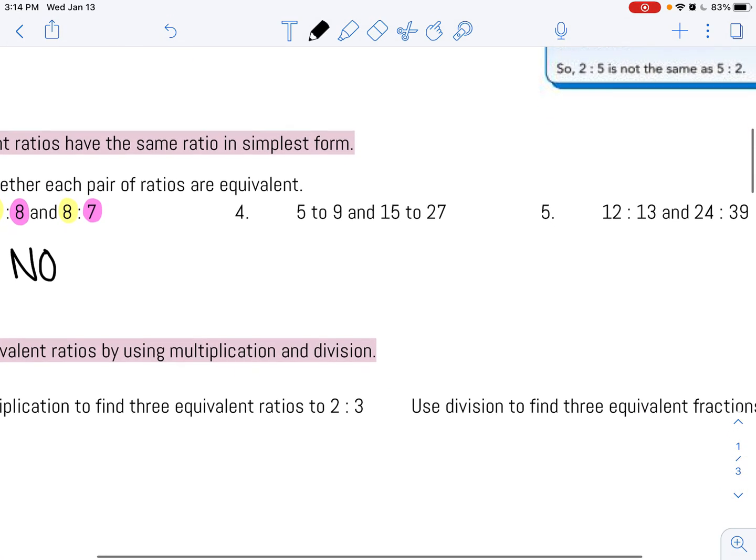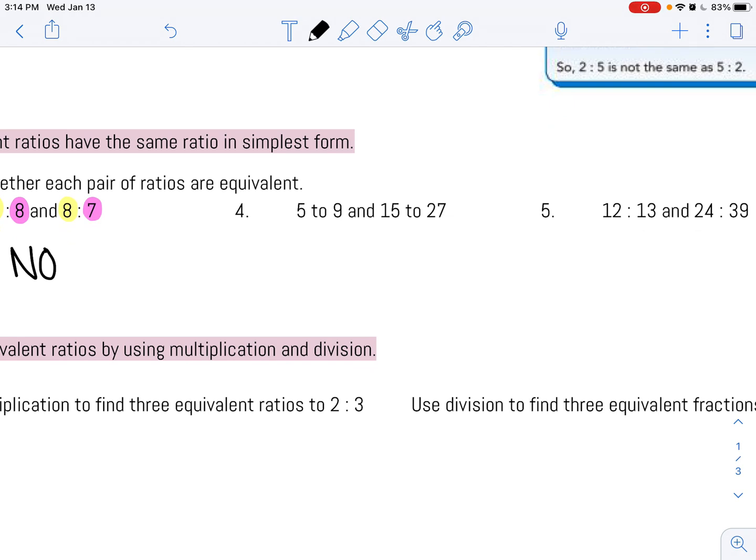Let's look at number 4. So my first step I want to do is to simplify if I can. So simplify first. Well, 5 is prime. 9 is not. So if I have a prime number and not a prime number, I know I'm really not going to be able to simplify anymore. So I'm going to keep 5 to 9 as is.